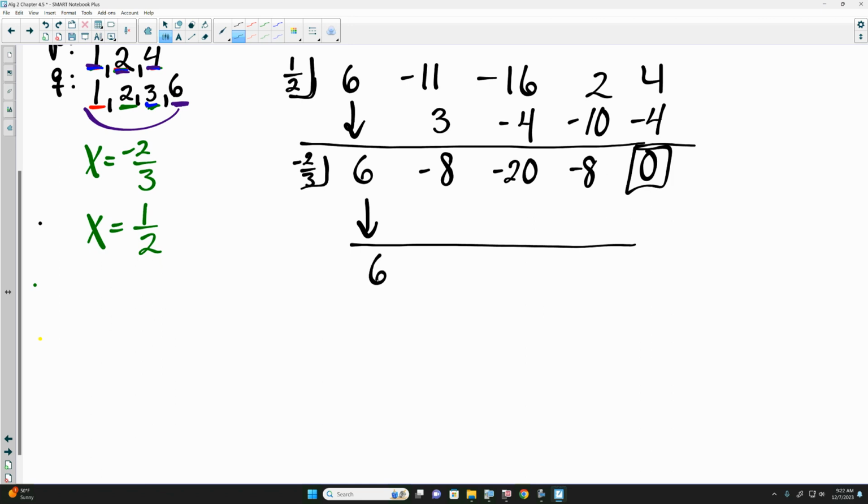And we're going to do it again with negative 2/3. Negative 2/3 times 6 is going to be negative 4. Negative 8 plus negative 4 is negative 12. Negative 2/3 times negative 12 is 8. Negative 20 plus 8 is negative 12. And negative 2/3 times negative 12 is 8, which gives us a remainder of 0.